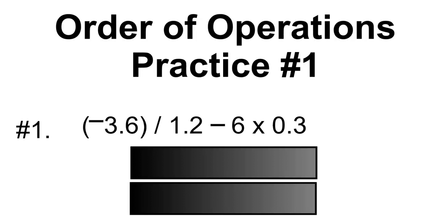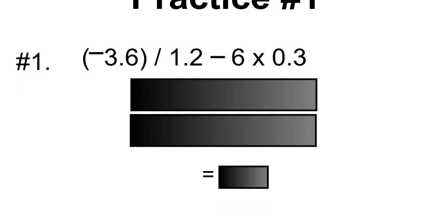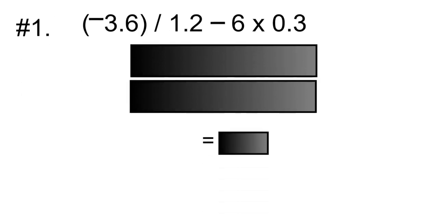Order of operations, practice number 1. Step number 1 is brackets. There are no operations in brackets. Step number 2 is exponents. There are no exponents. Step number 3 is going to be division multiplication from left to right.